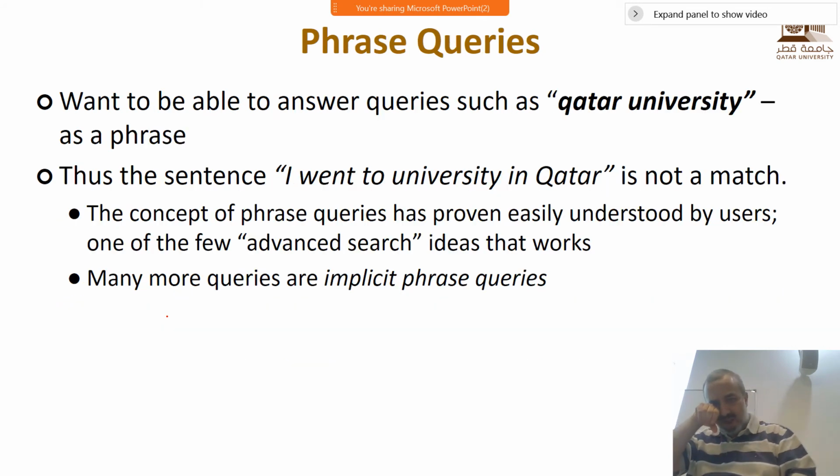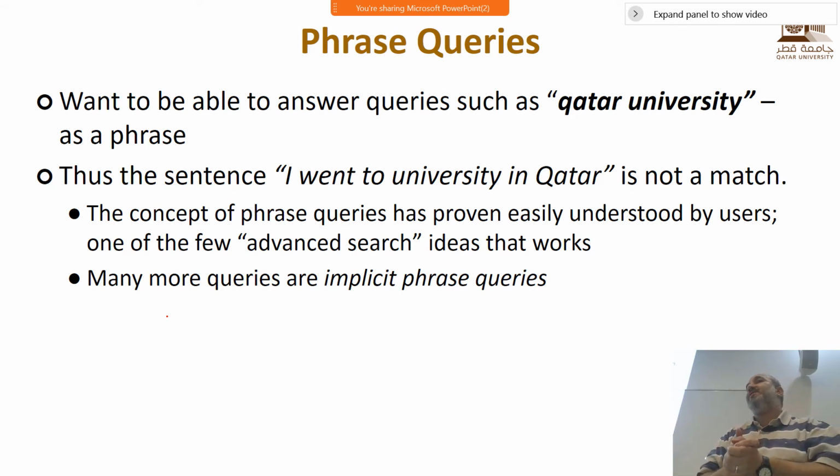There is another type of queries called phrase queries that is related to proximity queries, but it's more specific, and I think we all use it. If I want Qatar University as a phrase, Qatar followed by university. It's not near, it's immediately followed by university. Okay, this distance should be 0.